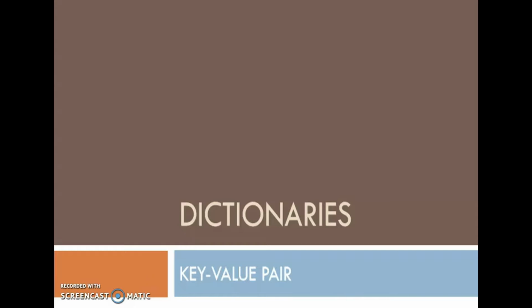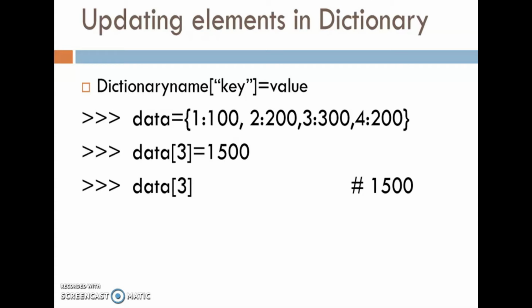Today we will continue the topic dictionaries. Updating elements in a dictionary. How can we update elements in a dictionary? For that we can use the statement dictionary name, and within the square bracket we can specify the key, that is equal to value. data = {1:100, 2:200, 3:300, 4:200}.